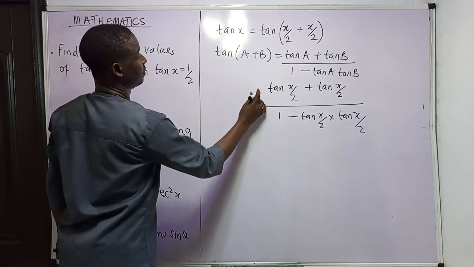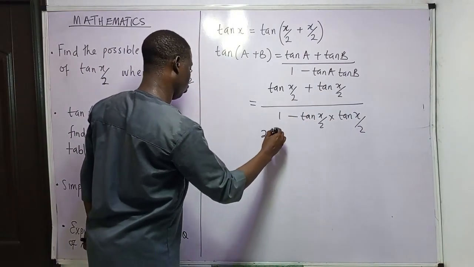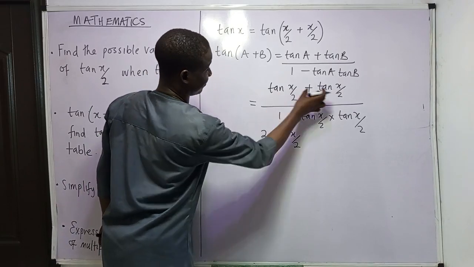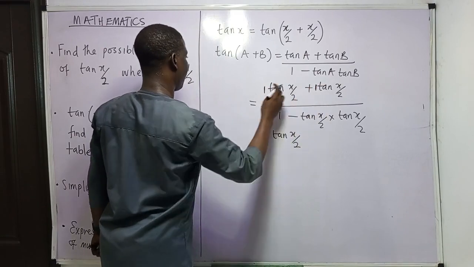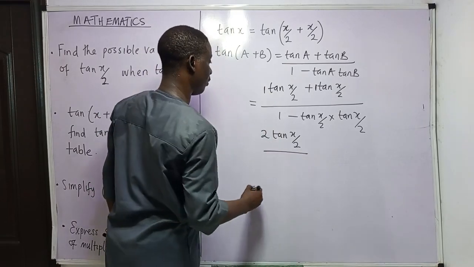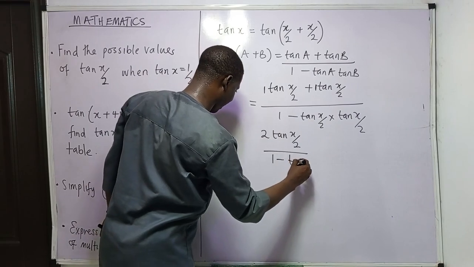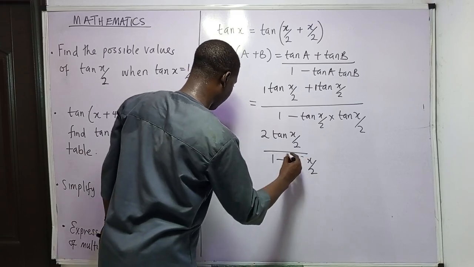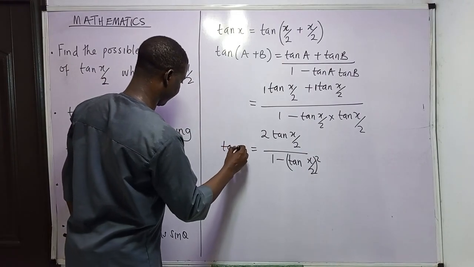So what do we do now? This and this can be added to give us 2 tan x over 2, because they are the same thing. The coefficient is 1 here and 1 here, and 1 plus 1 is 2, all over 1 minus this, which can be simplified as tan squared x over 2, or tan x over 2 all squared. This is equal to tan x.